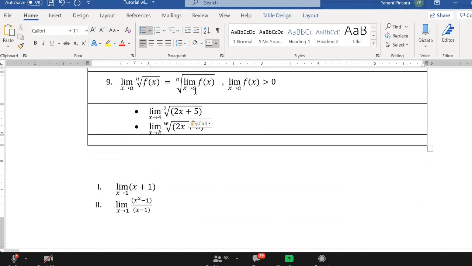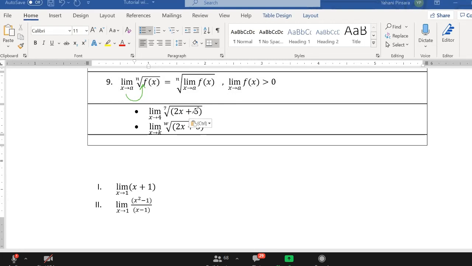Then let's move on to the last law. This is when you have a root of a function in a limit, you have to apply this rule. What you have to do is take this limit inside the root function. You have to take this limit inside the root function.